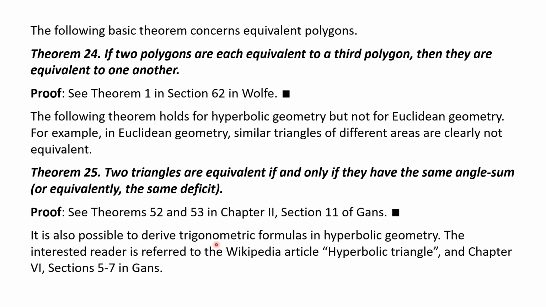It's also possible to derive trigonometric formulas in hyperbolic geometry. You can find those in the Wikipedia article, Hyperbolic Triangle. It's kind of long, and I'm trying to keep this series of lessons more to a summary of things, so I felt this was maybe getting a little bit too much into the details. But if you're interested, the formulas are in the Wikipedia article, Hyperbolic Triangle, and also in this same book by Gans in sections 5 to 7. He has a lot of detail on that, and you can see it takes up 3 sections in a book to actually cover all this.